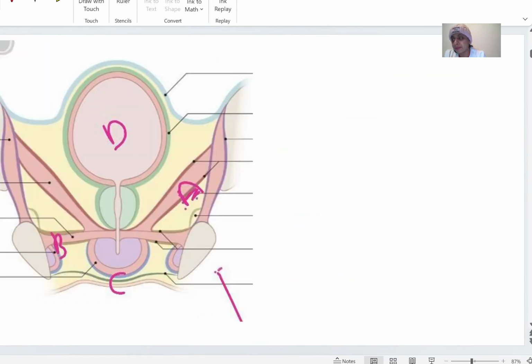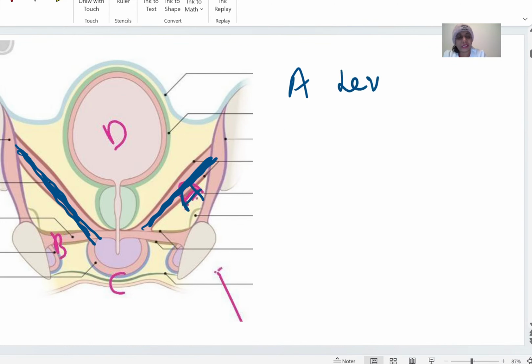What is the structure A here? These all are PYQs. I am not making this question. These all are PYQs. What is this structure? Come on, everybody. This is levator ani.